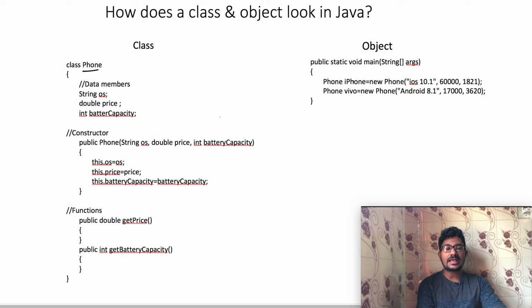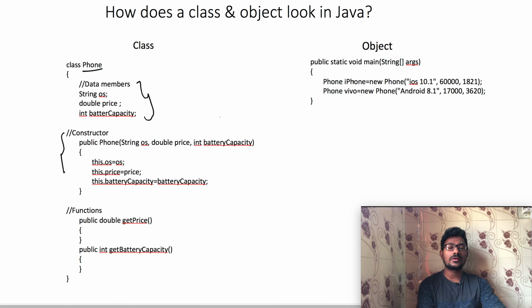Here there is a class name, which is called Phone, and these are the data members, or we can say properties. Using these properties, you can create n number of objects. Using this class you can create n number of objects. And this is a constructor.